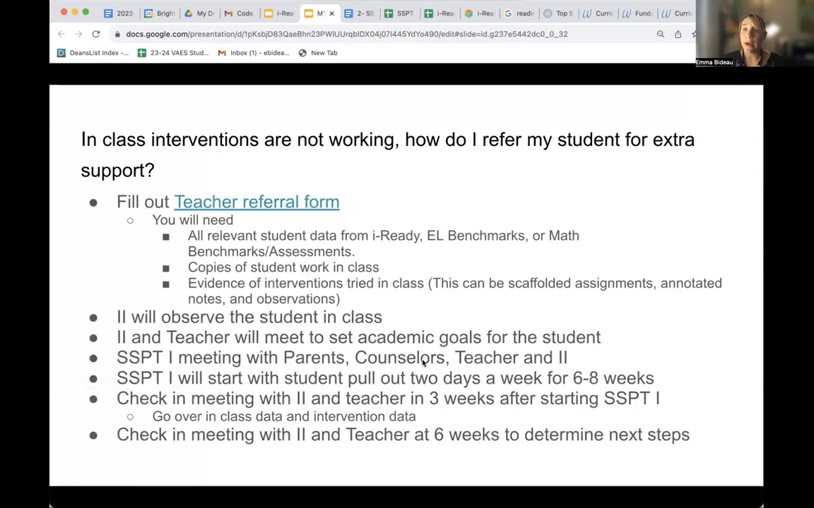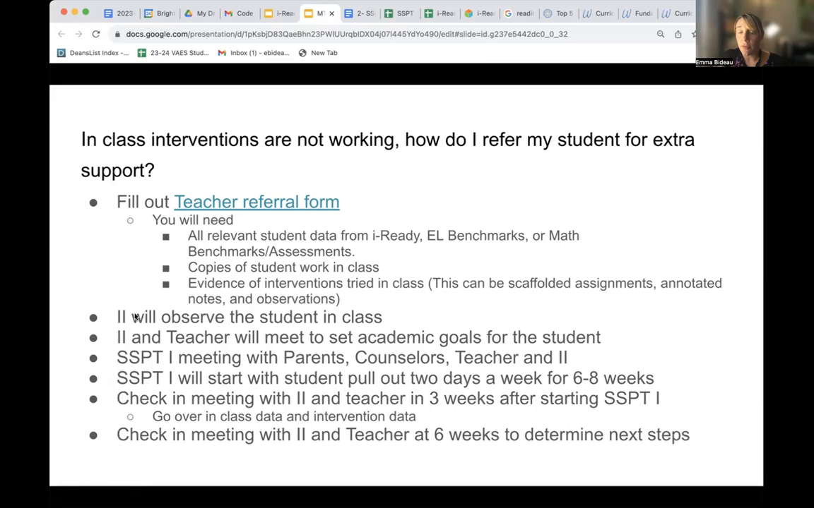So when you fill that out, you will also need to have the data from your iReady assessments, your ELA benchmarks, or math benchmarks and assessments, copies of student work in class. Let's also have 3 pieces of evidence of student work, and then interventions tried in class. So this could be a scaffolded assignment, could be annotated notes, it could be your observations.